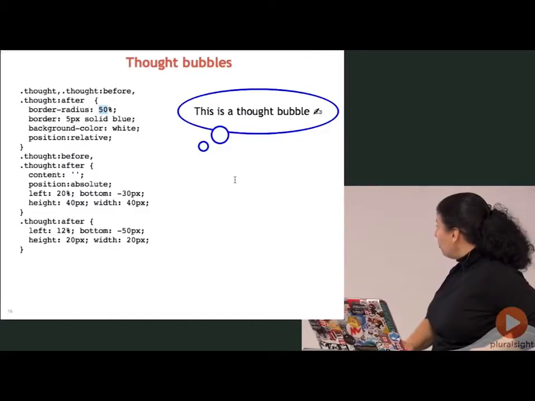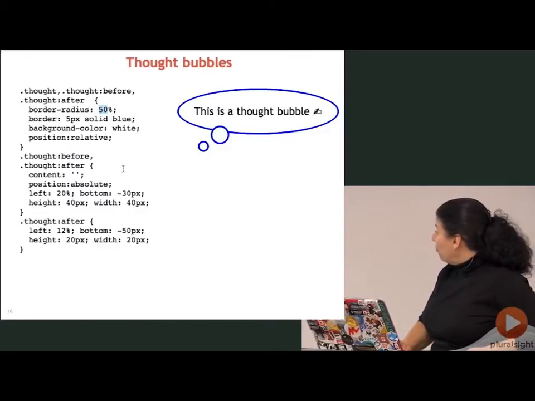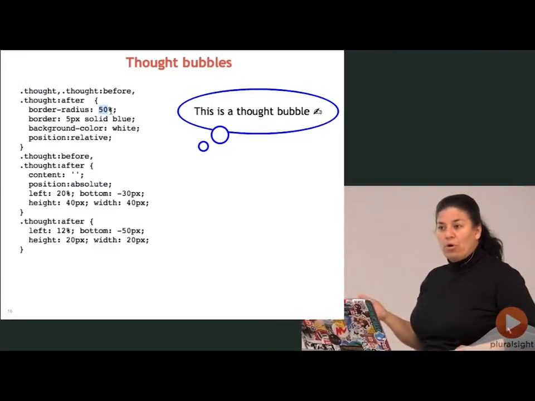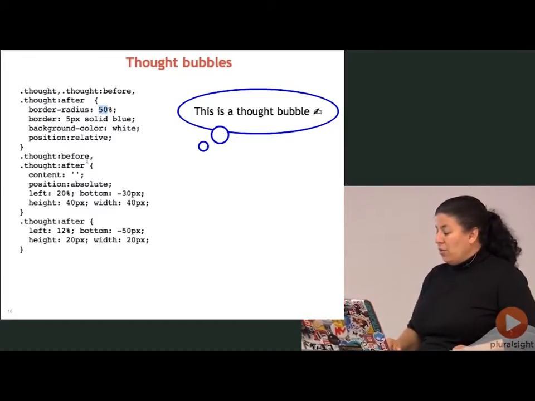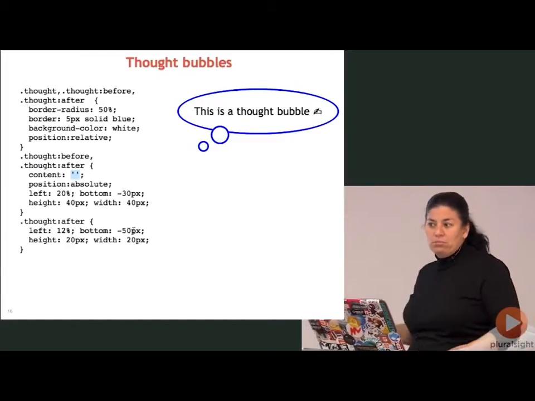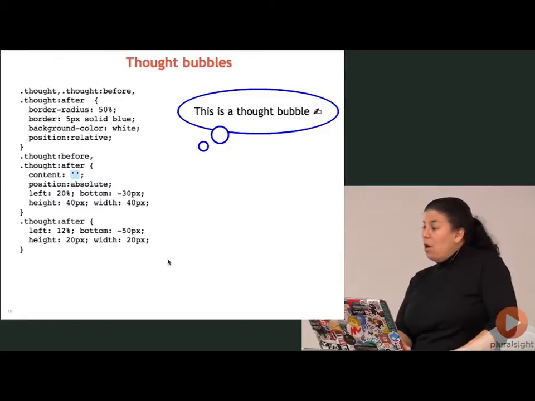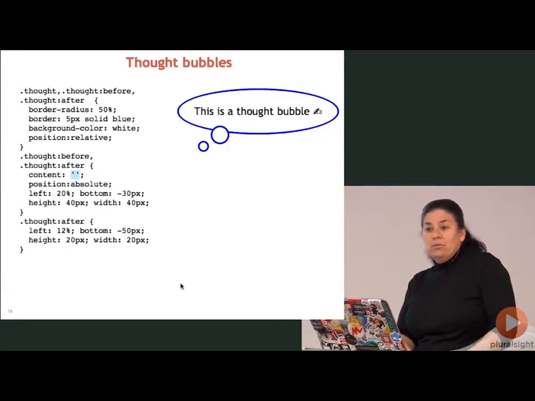Okay. So, before, after, okay, so here we are. All of them are white with blue borders and round. For the before and after, I put empty content, positioned absolute, and this is the height for the big one, and this is the height and positioning for the small one. I just moved it lower and made it smaller. Can you use this now?